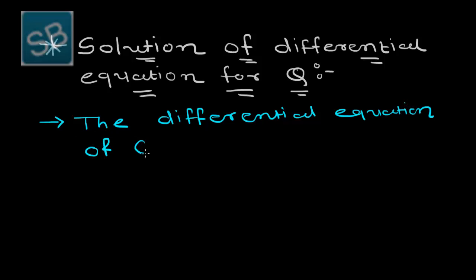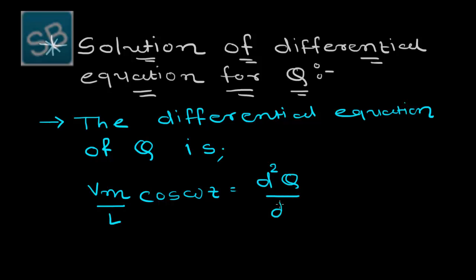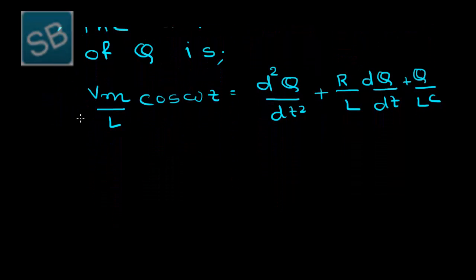The differential equation of the charge deposited on the capacitor is given by Vm by L cos omega t is equal to d square q by dt square plus R by L dq by dt plus q by LC. So this was our differential equation.